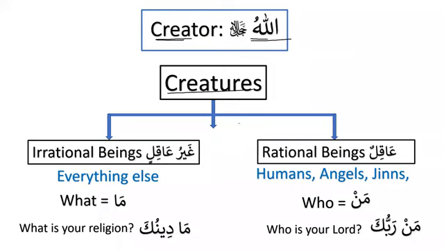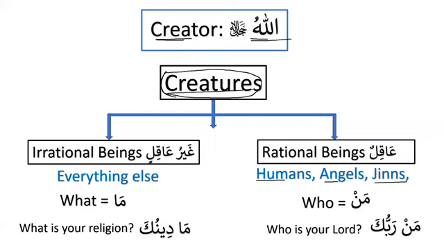If you focus on this now, there are only two types of creatures. Number one, we call them aqilun, that means rational beings, and they are only three: humans, animals, and jinns. Only three rational beings. And of course, we are talking about makhluqat, creatures. Okay, Allah subhanahu wa ta'ala is the creator, fahuwa aqilun.